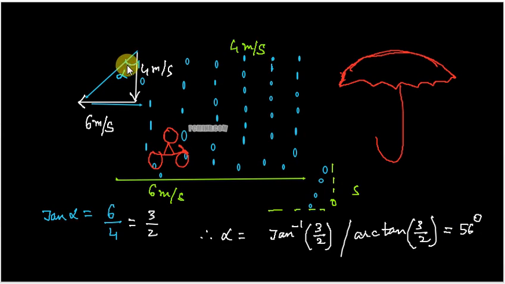So that means you will not hold the umbrella vertically upwards, but you will hold the umbrella at 56 degrees with the vertical. So we'll write 56 degrees with the vertical, and you can see here that the rain is coming towards you along this direction, and you'll hold the umbrella along this direction at an angle alpha, which is 56 degrees with the vertical. I hope you understood this problem.